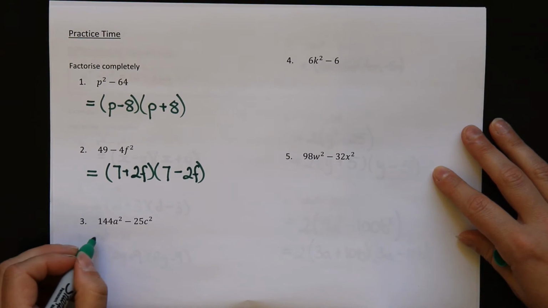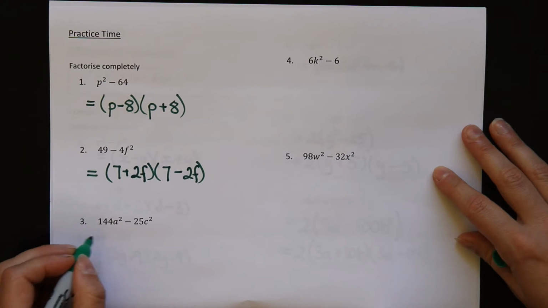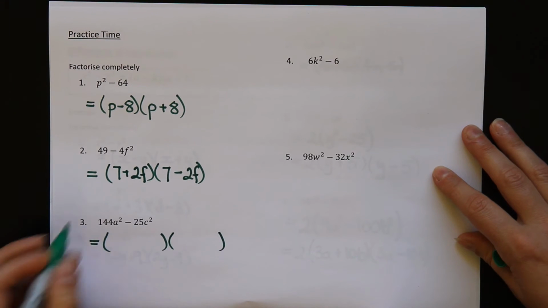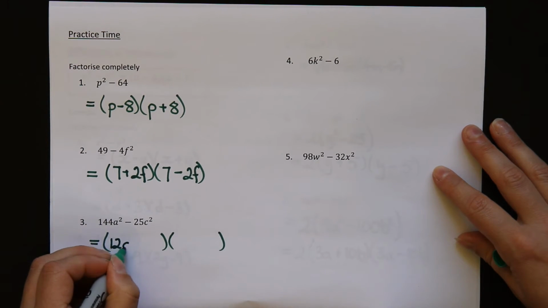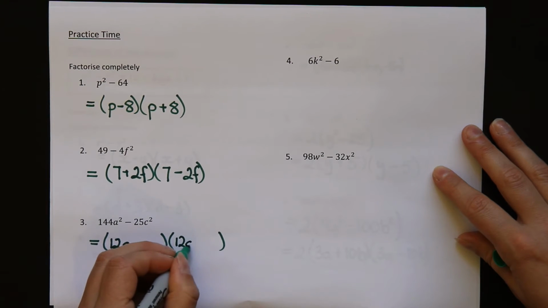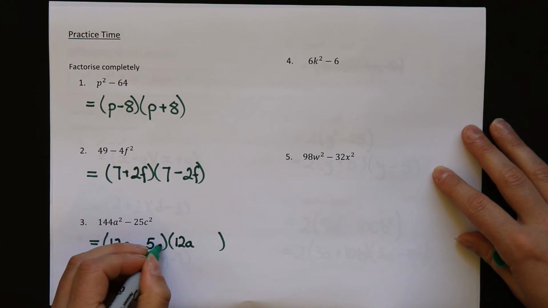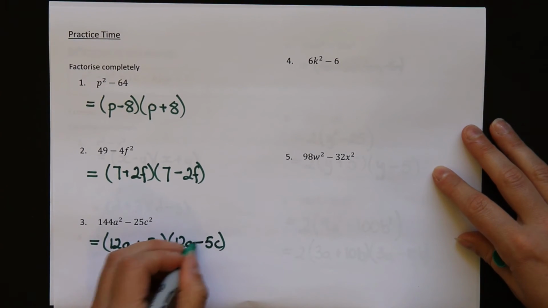Question 3, 144a squared minus 25c squared. Let's put the double brackets down. Square root of 144 is 12, and square root of a squared is a, so 12a. And the square root of 25c squared will be 5c. One's a plus, one's a minus.